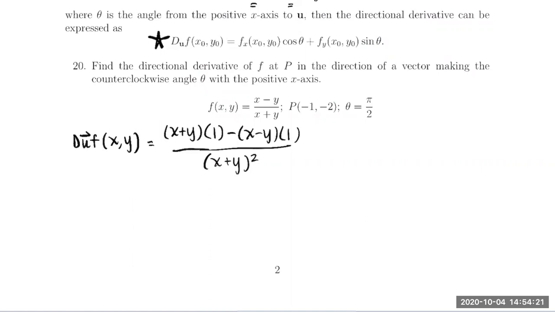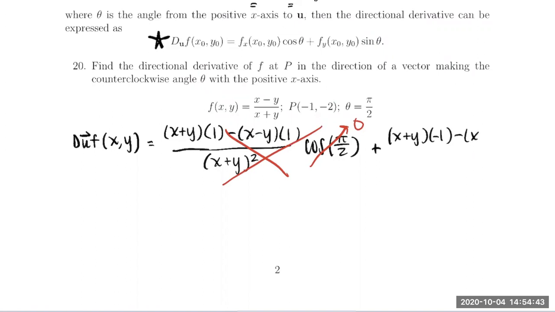And then I want to multiply by cosine of pi halves. Now, cosine of pi halves we know to be 0. So this whole term drops out to 0, and I didn't even really need to calculate that derivative. Next, let's take the partial with respect to y. So bottom times derivative of the top minus the top times the derivative of the bottom, all over the bottom squared. And then this time we want sine of pi halves, which we know goes to 1.